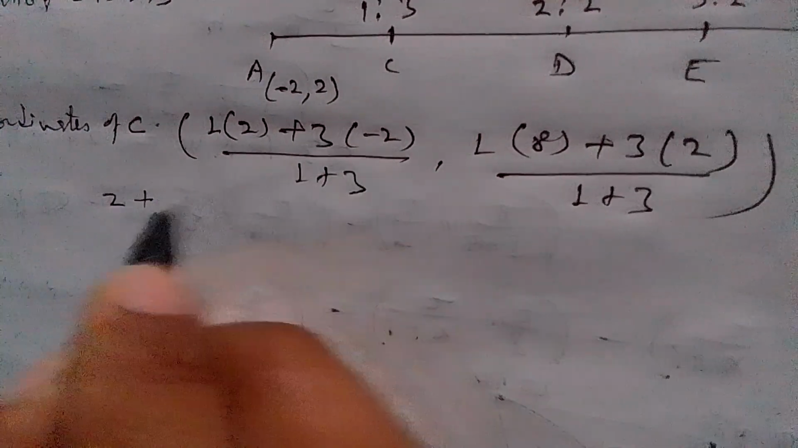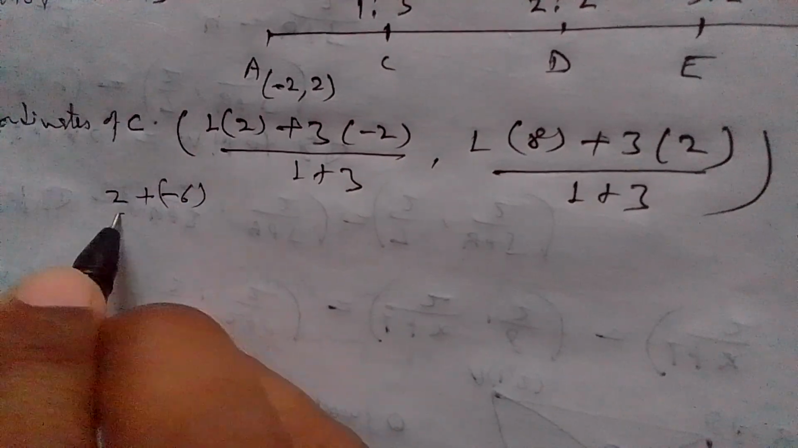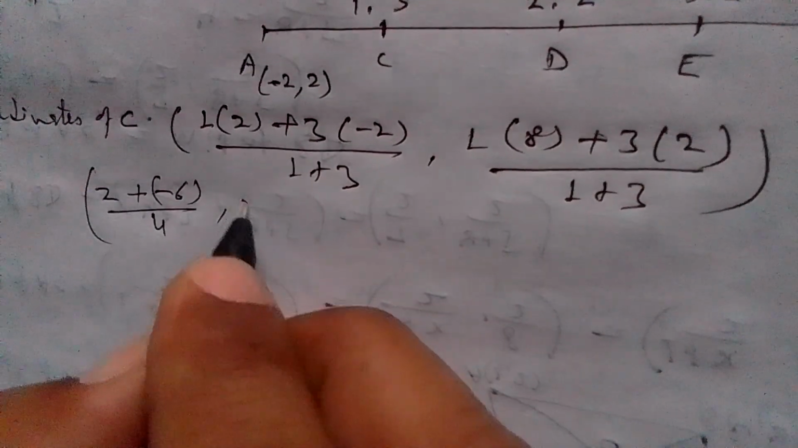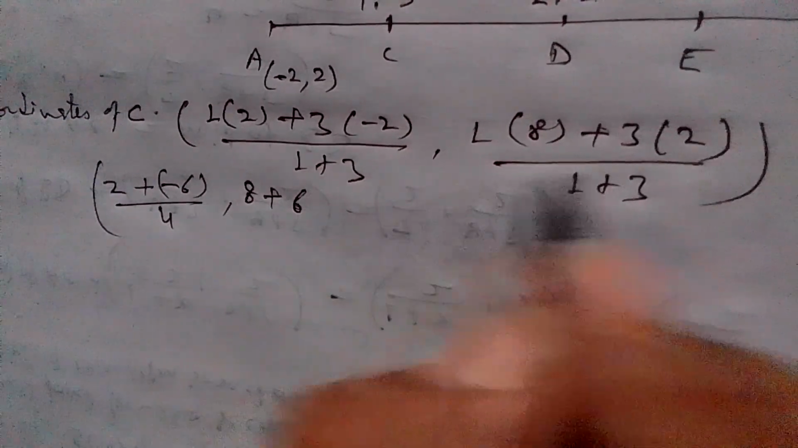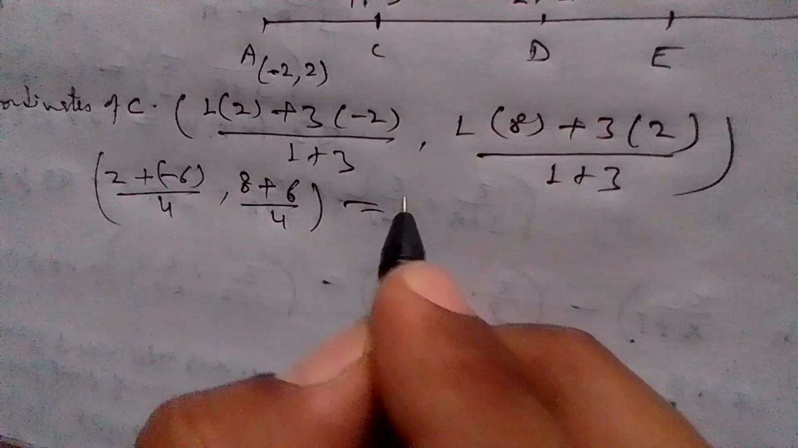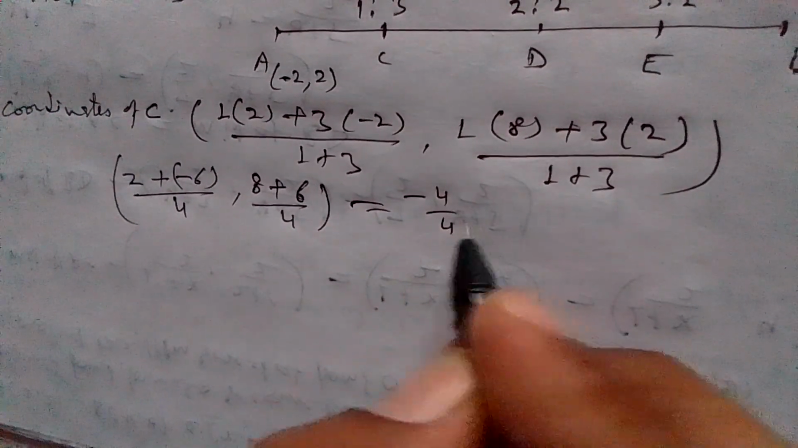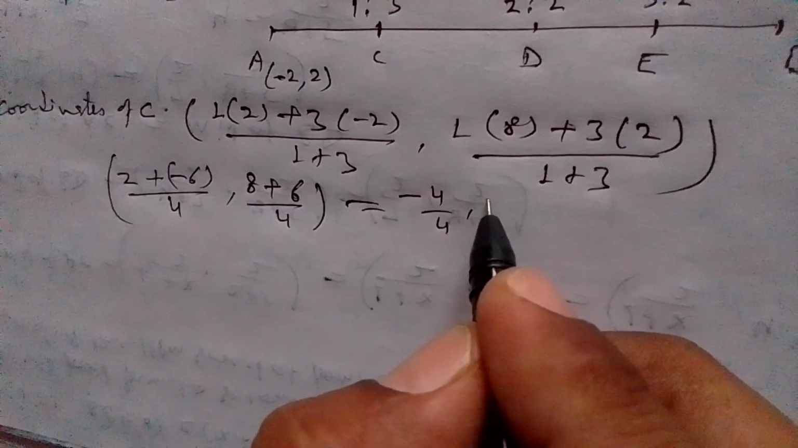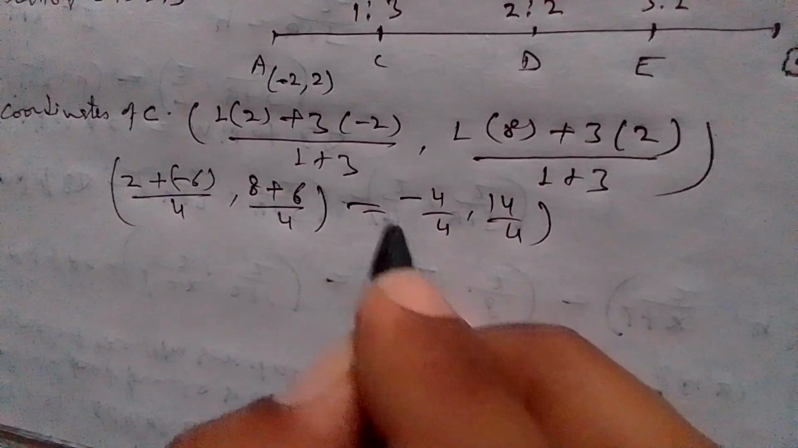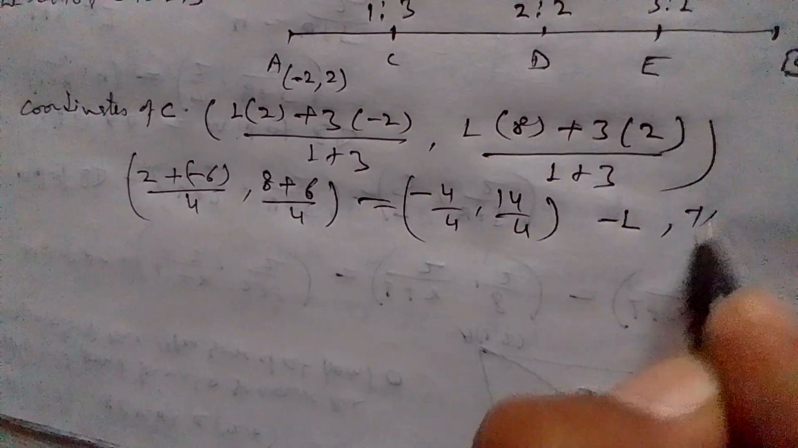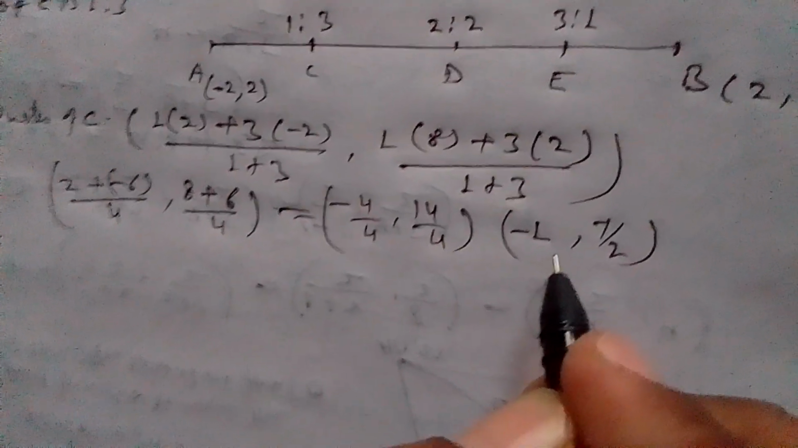(2 plus minus 6) divided by 4, 1 plus 3, and (8 plus 6) divided by 4. So on further simplification it gives minus 4 by 4, since 2 minus 6 comes out to minus 4, and 8 plus 6 is 14 divided by 4. So it comes out to be minus 1 comma 7 by 2. So these are the coordinates of point C.